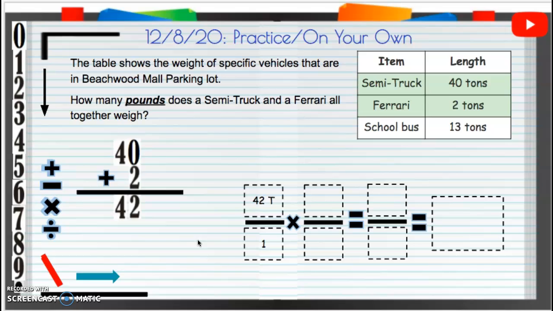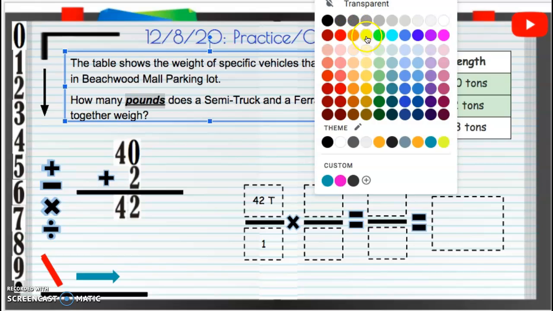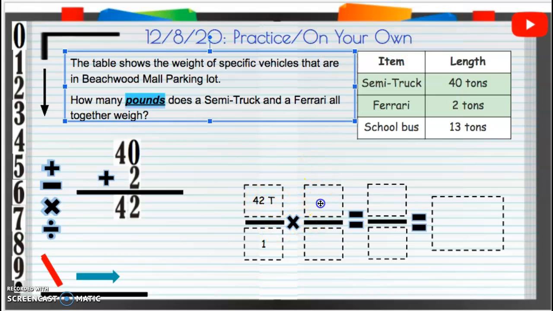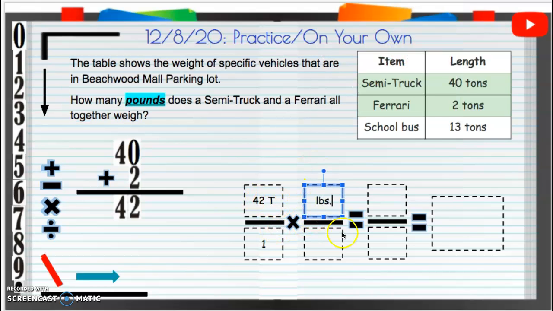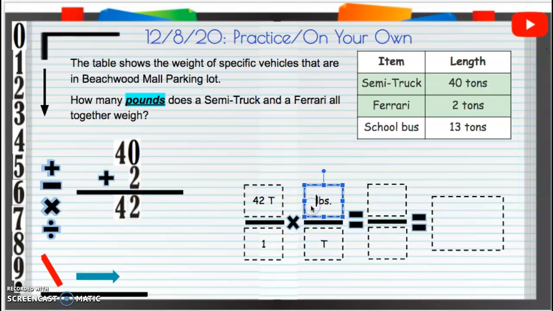Now, we're trying to figure out how many pounds they both weigh together. So we're trying to get to pounds. So from tons to pounds, so LBS, and we're trying to get rid of those tons. So let's look at our conversions. Pounds and tons. 2,000 pounds equals 1 ton.